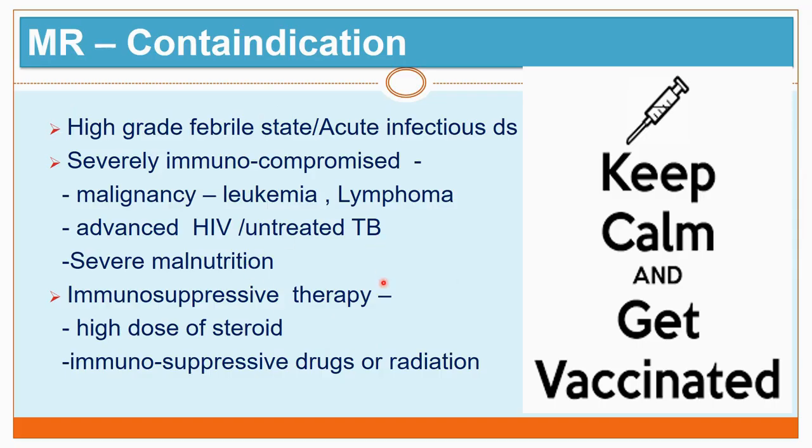Contraindications of the MR vaccine: during a high-grade febrile state or acute infectious disease, you defer the vaccination. Severely immunocompromised children, in malignancy like leukemia, lymphoma, you should not give. Advanced HIV or untreated TB, you should not give. Severe malnutrition, you should not. All these conditions, you defer the vaccination. And people who are getting immunosuppressive therapy like high-dose steroid, immunosuppressive drugs or radiation therapy, in these conditions also you do not give the MR vaccine. You can give it later after the treatment is completed.